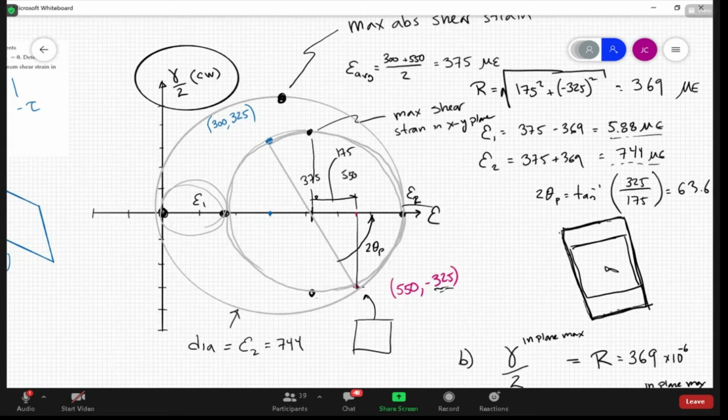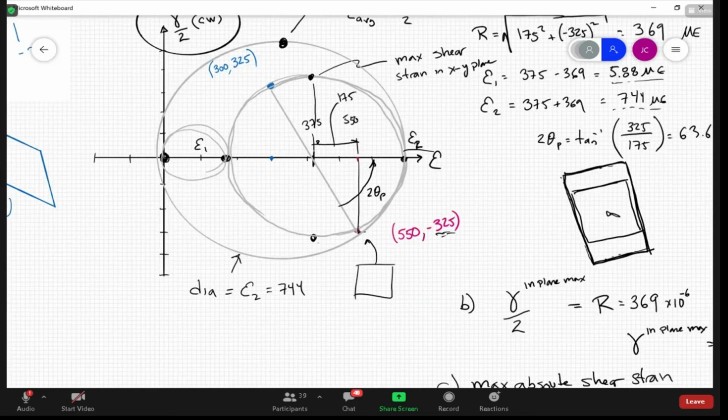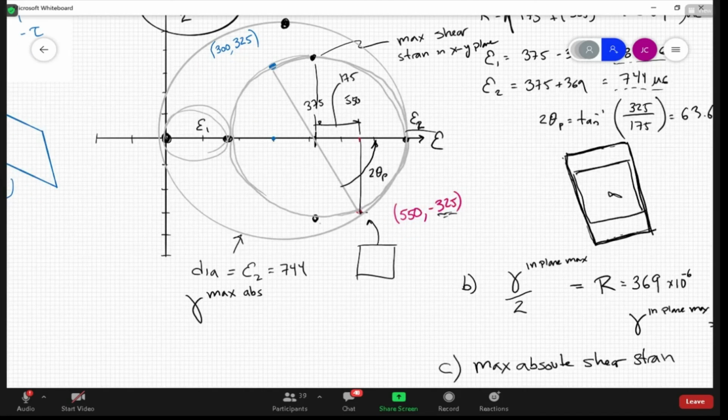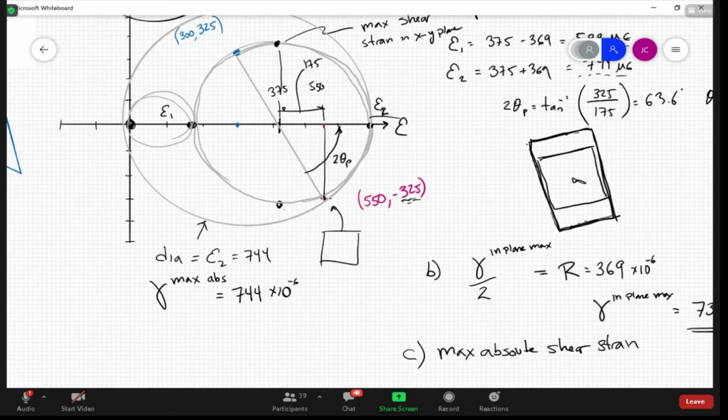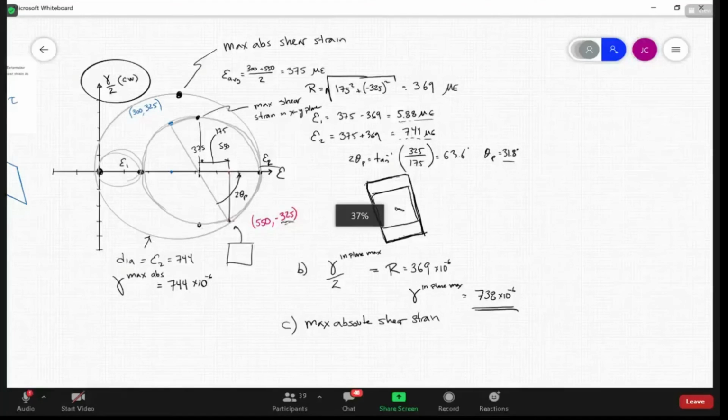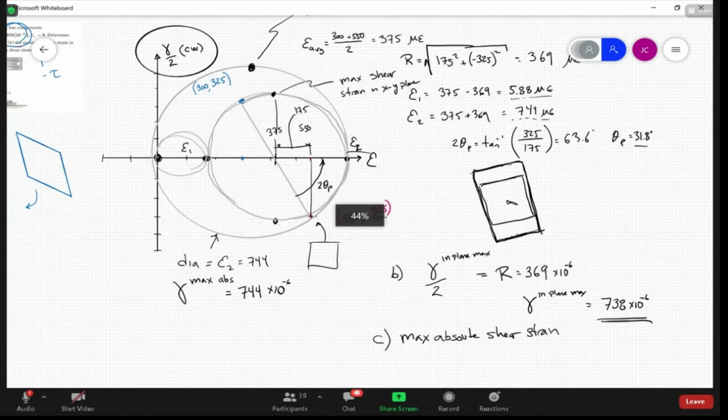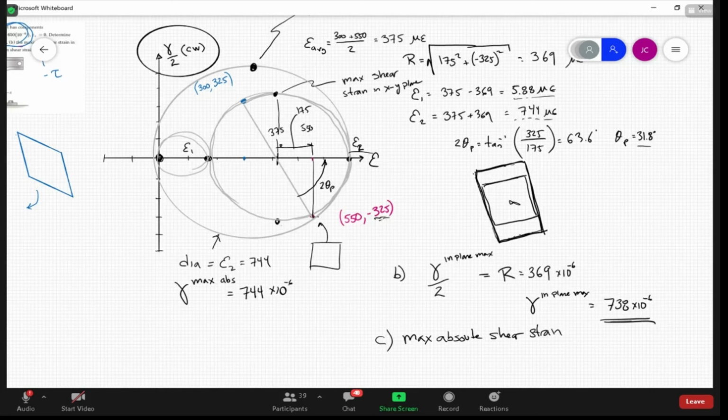So the answer for part C, the max overall, is going to equal 744 times 10 to the minus 6 strain units. And so it's very close to the in plane, just a little bit out, but it still is greater. Okay. And those are the answers for that one. All right. Any questions on that?